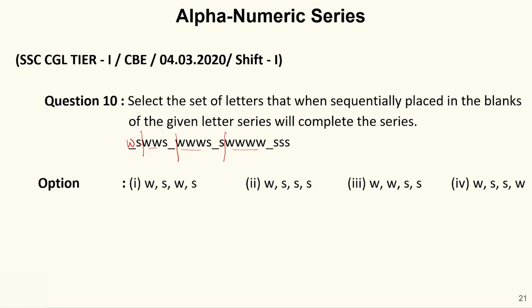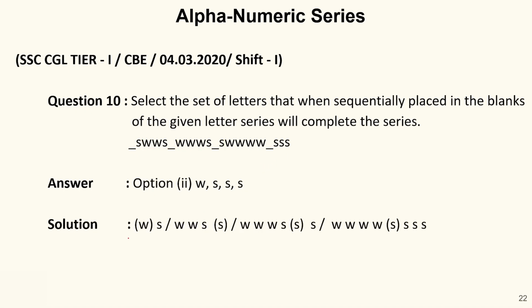If I put W over here, that means W comes one time, S comes one time. If I put S over here, W comes 2 times, S comes 2 times. If I put S over here, W comes 3 times, S also comes 3 times. Then if I put S over here, W comes 4 times and S also comes 4 times. So this makes a logical series. So our answer will have W, S, S, S, which is option number 2. So option number 2 will be our correct answer. So here you can see in the solution, we have broken the series into 4 parts and then found out the answer.